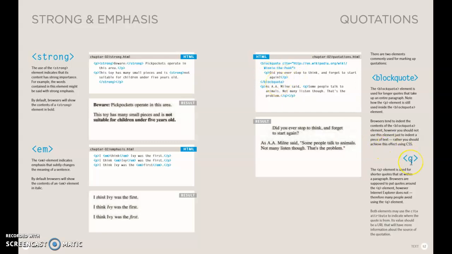And then there's the Q element, which is used for shorter quotes that sit inside a paragraph. Browsers are supposed to put quotes around the Q element. However, Internet Explorer does not. Therefore, many people avoid using the Q element. So using the Q element should put in these quotations for you. Both elements may use the cite attribute to indicate where the quote is from. Its value should be a URL that will have more information about the source of the quotation.